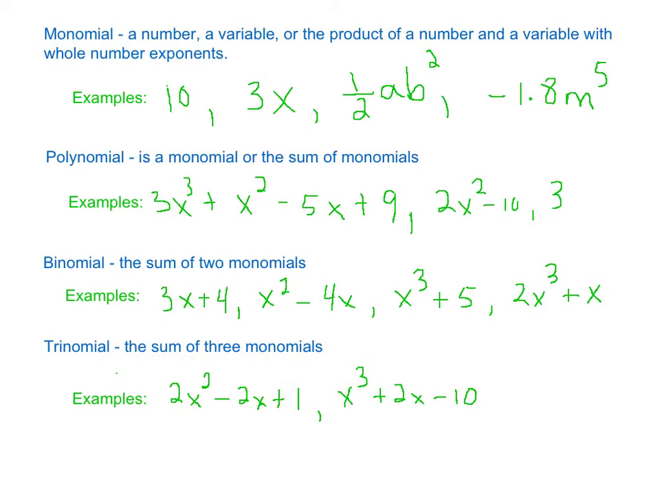A trinomial is the sum of three monomials. So look at these two examples here. They each have three terms separated by an addition or subtraction sign. We've got 2x squared minus 2x plus 1. That's got three terms. And then we have x to the third plus 2x minus 10. That's got three terms. That's why we call it a trinomial.